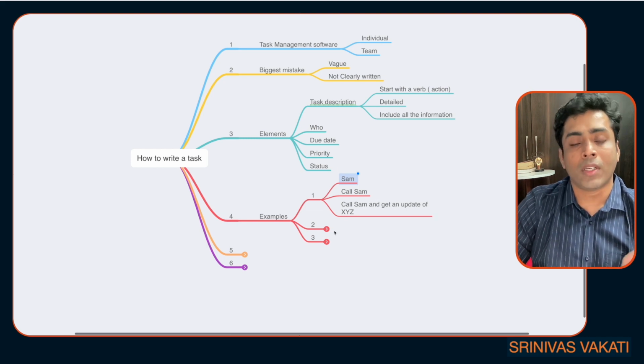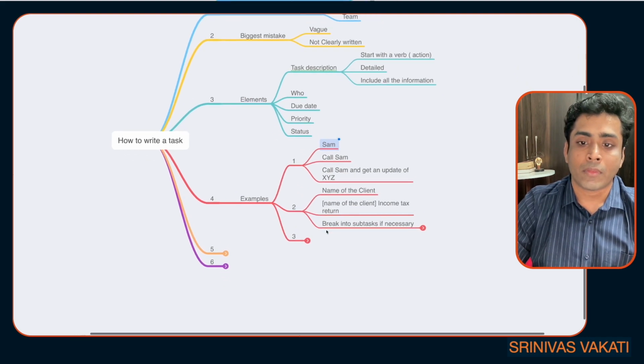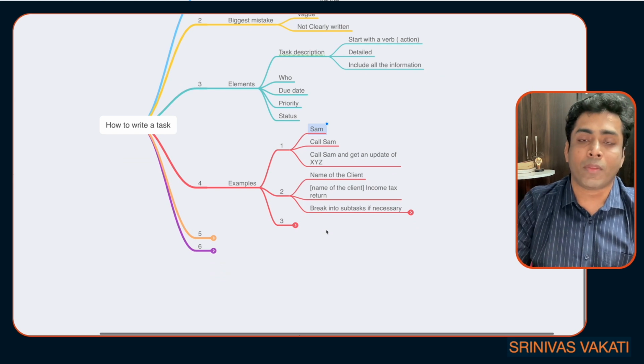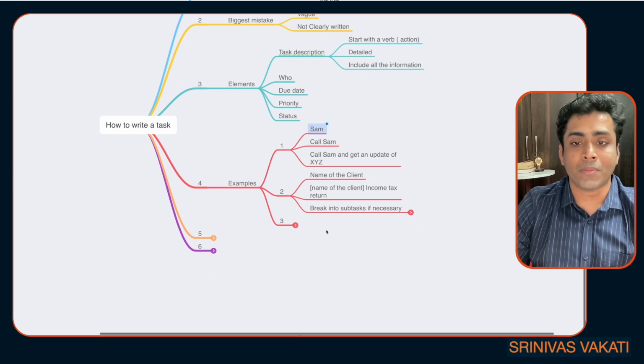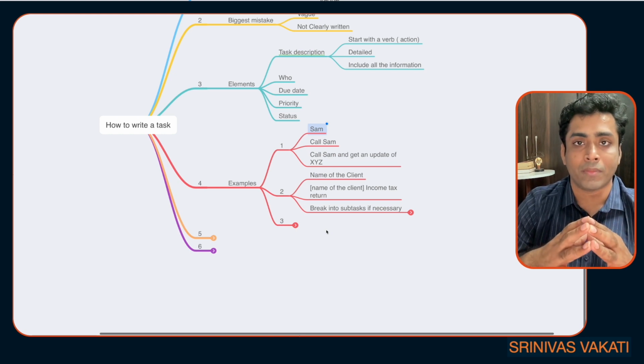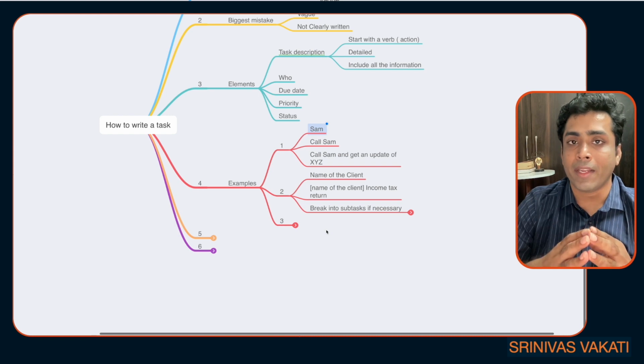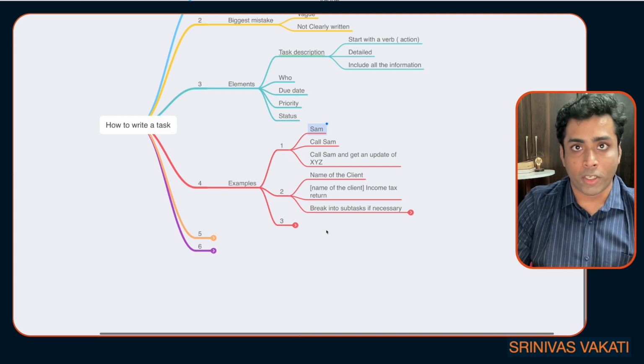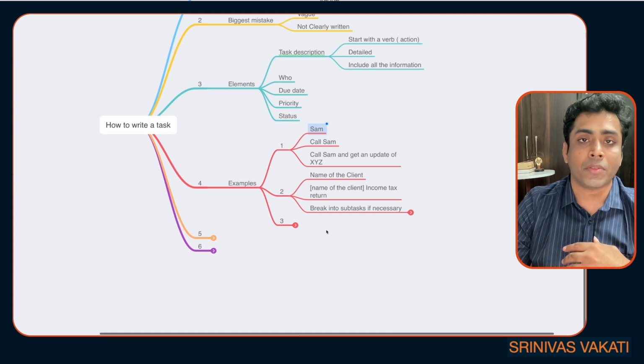Let me give you another example. This one I commonly see with my CA clients. One of the clients just wrote down the name of the client he was serving. And just by reading it, you would not know what the task is exactly. So how to make it more specific? Level 2, you can include the name of the client, income tax return.